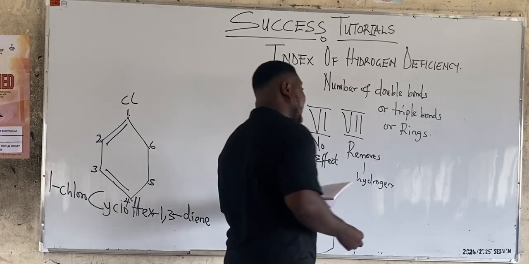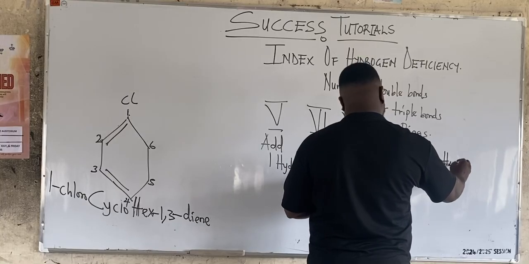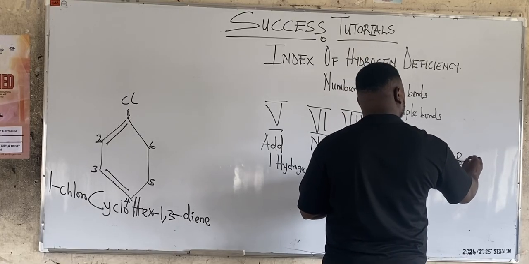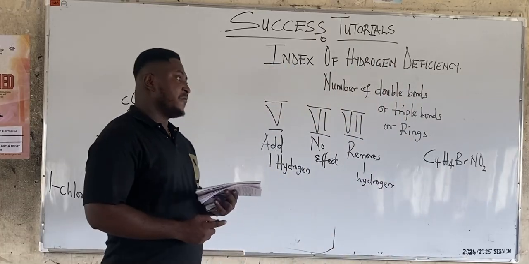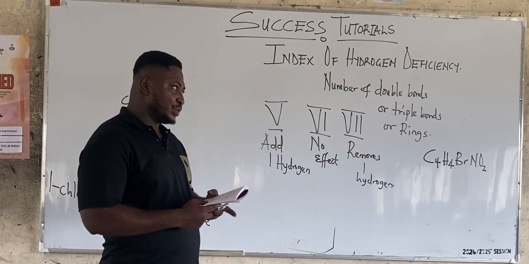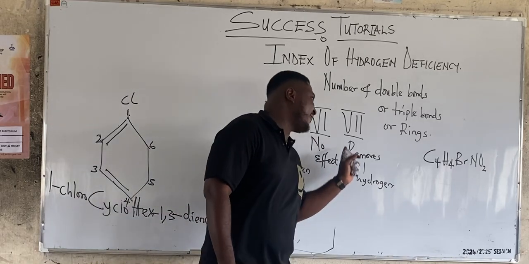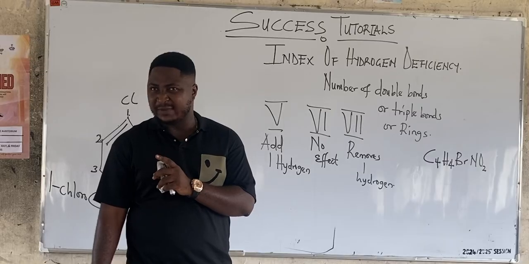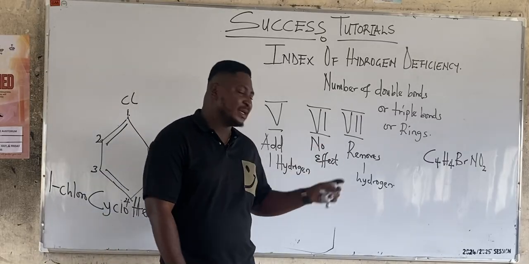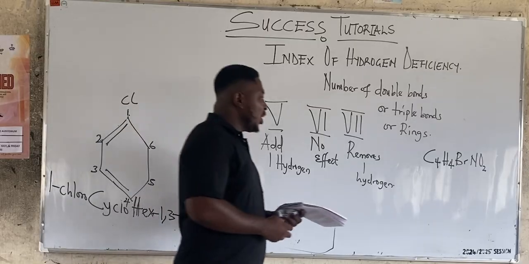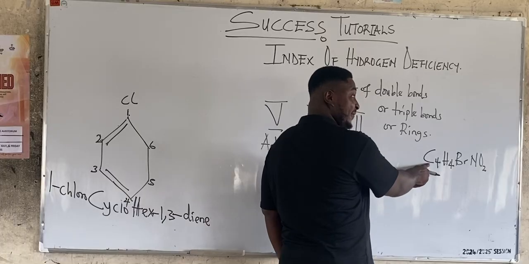For example, if they ask you to find the IHD, I have a simple example for your test. For this organic compound, C4H9BrNO2. Before you start looking for group 5, 6, and 7 elements, there's one thing you do first. Follow me, please. What you do, you ask yourself, how many carbons does my organic compound have? How many carbons does it have?